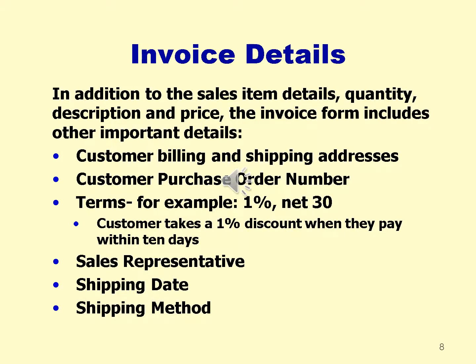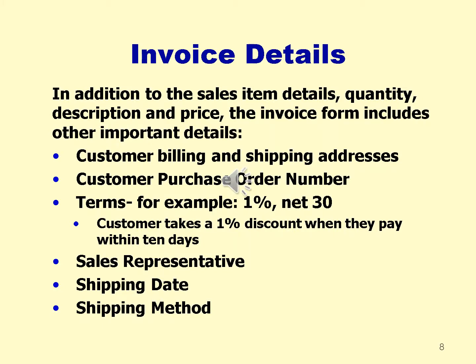You may want to click back to the invoice example on the previous slide as we discuss each of these details. First, you will see a space for the customer billing and shipping addresses. Next, you'll see the customer purchase order number that would correspond to the purchase order used when the order was made. You may also have terms for this customer.